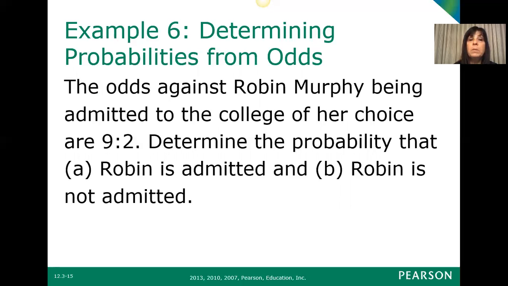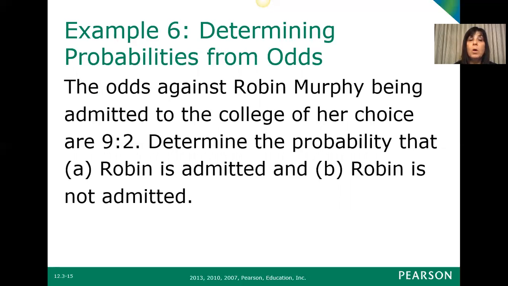So in this problem, it says the odds against Robin Murphy being admitted to the college of her choice are 9 to 2. It means she has 9 chances that she will not be admitted, 2 chances that she will be admitted. It's very simple to find the probabilities because if there are 9 chances and 2 chances, we know the total number of chances are 11.